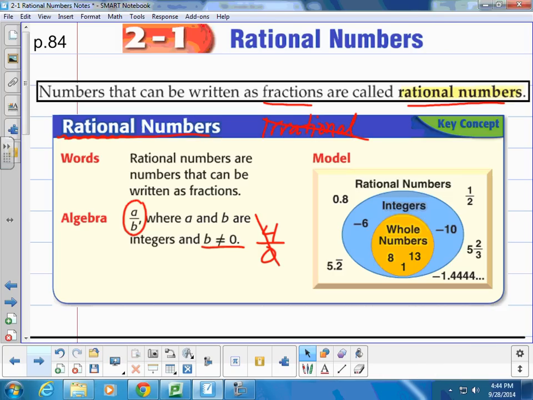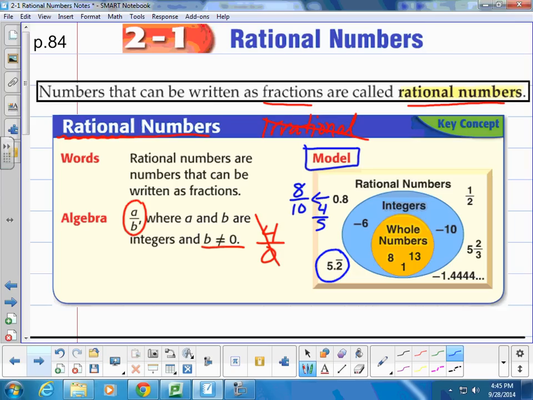There are a number of different categories numbers can go into, and today we'll start with looking at being rational. Again, rational numbers can be written as a fraction. This 8/10 can be written as 8 over 10 or 4 over 5, so it is rational. 5 and 2/10 repeating can be written as a fraction. Negative 1 and 4/10 repeating. 5 and 2/3 is a fraction. 1/2 is a fraction. Those all can be written as fractions. Decimals can be written as fractions, so they're rational.